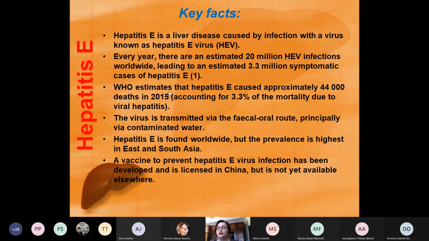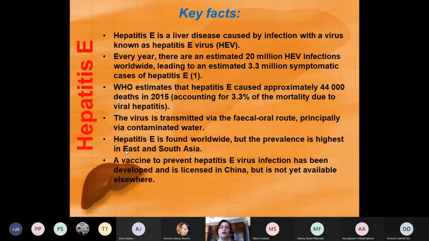World Health Organization estimates that hepatitis E caused approximately 44,000 deaths in 2015, accounting for 3.3% of the mortality due to viral hepatitis. It's very high indexes. The virus is transmitted via the fecal-oral route, principally via contaminated water. It's mainly diluted small amounts of stool, yes. Hepatitis E is found worldwide, but the prevalence is highest in East and South Asia.